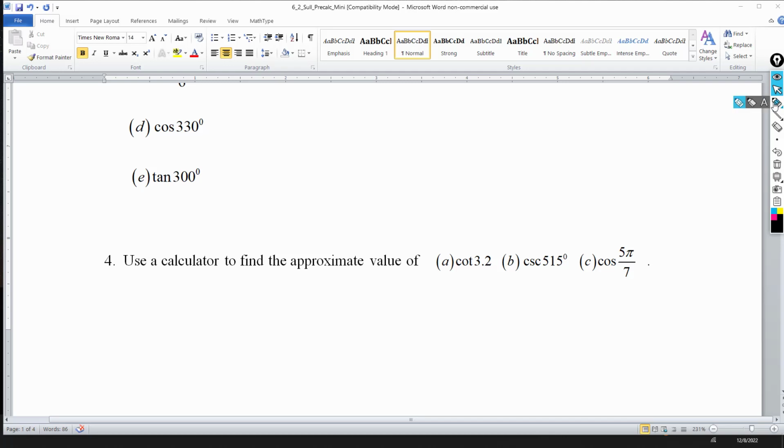And then for the tangent of 300, again, I can rewrite this in terms of radians. 300 degrees in terms of radians is 5 pi over 3. Remember, pi is 180, so 180 divided by 360 times 5 gives me 300. So 5 pi over 3 is the conversion of 300 to radians. So let's just look that up.